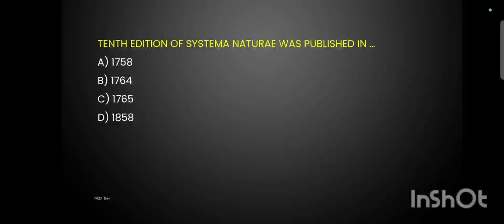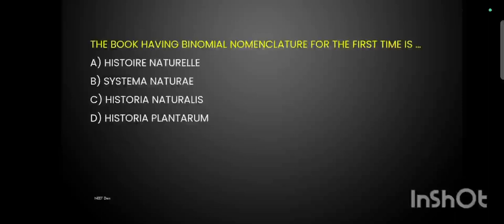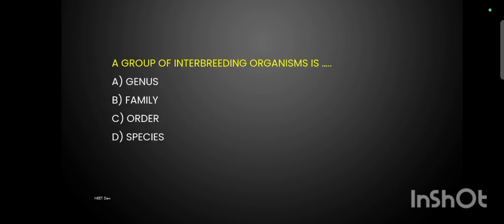Question. 10th edition of Systema Naturae was published in, the correct option is A, that is 1758. Question. The book having binomial nomenclature for the first time is A, Historiae Naturae, B, Systema Naturae, C, Historia Naturalis, D, Historia Plantarum. So the correct option is Systema Naturae, B. Question. A group of interbreeding organisms is A, genus, B, family, C, order, and D, species. The correct option is D, species.